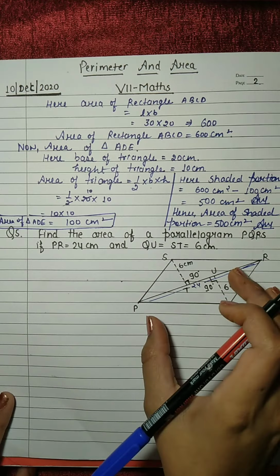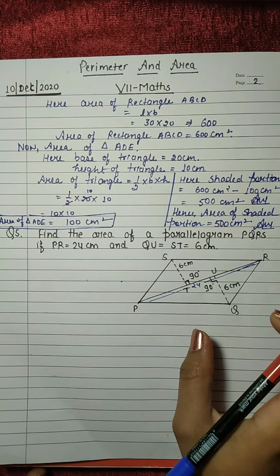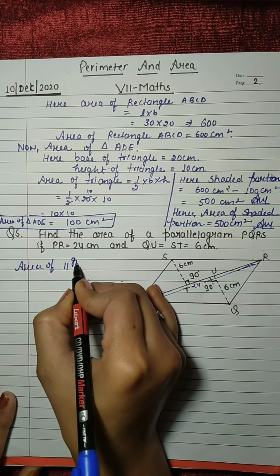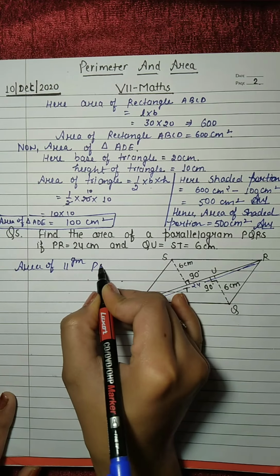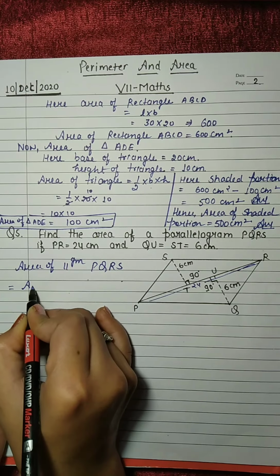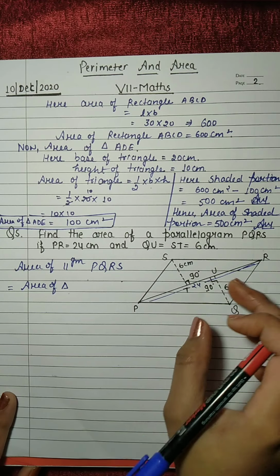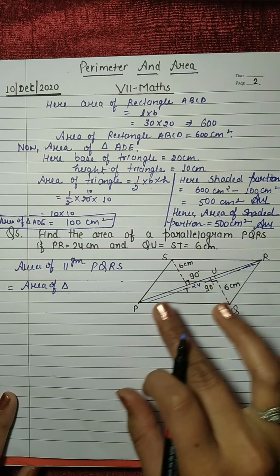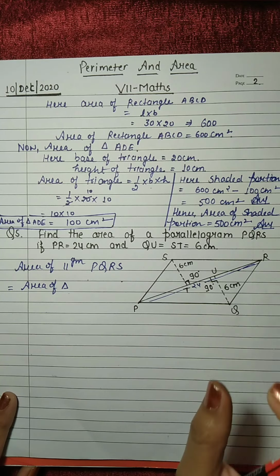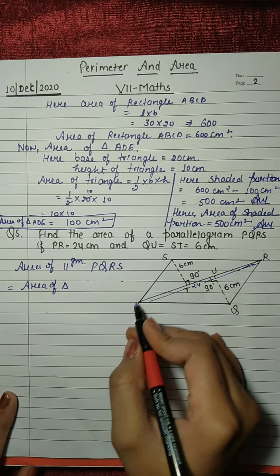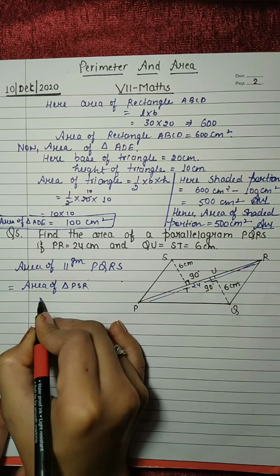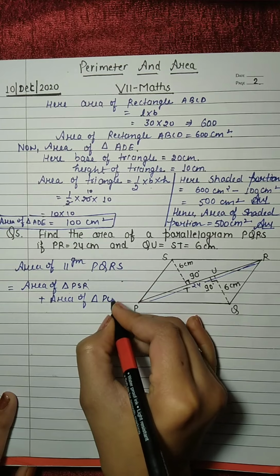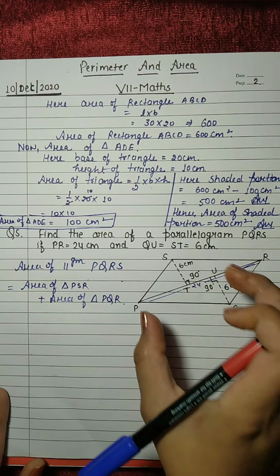Okay students, so we have to find the area of parallelogram. So area of parallelogram PQRS is equal to area of, yes. So students, there are two triangles in one parallelogram. That means PQRS has two triangles. One is PSR and second one is PQR. Is that clear students? So area of triangle PSR plus area of triangle PQR. Is that clear? So student, that is the two triangles.